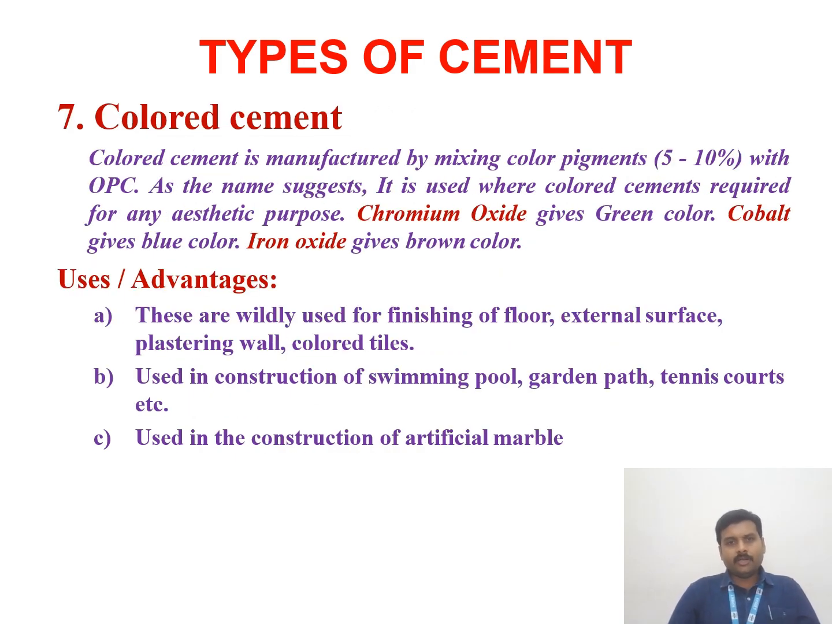What is meant by colored cement? It is manufactured by mixing color pigments with OPC. As the name itself indicates, colored cement gives a variety of colors. For example, when we mix chromium oxide, it gives green cement, cobalt gives blue, and iron oxide gives brown. Mainly these kinds of cements are used for aesthetic purposes, and for flooring, swimming pool areas, and artificial marbles.